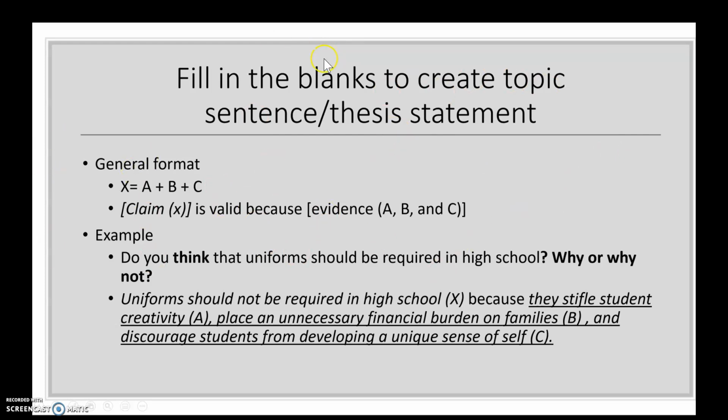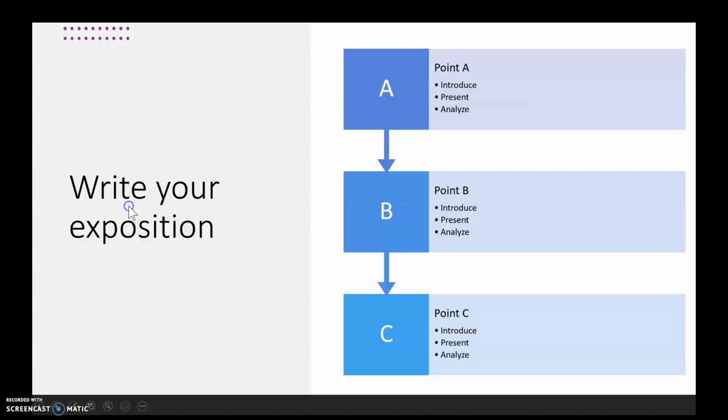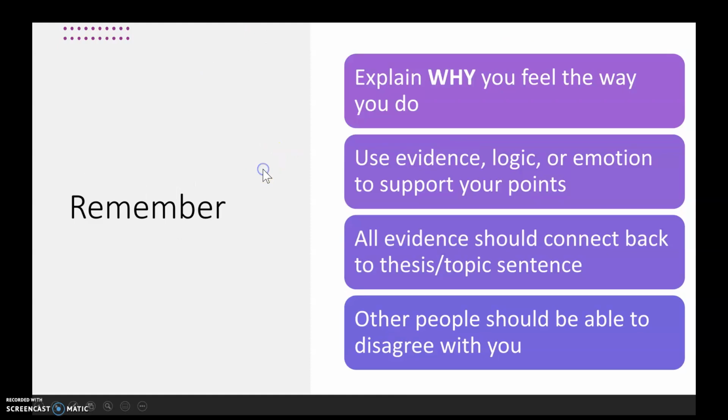It's going to really help you later on. So then you want to write your exposition, and this is really formulaic. You start with point A, you introduce it, then you present your evidence, and then you explain why that evidence is important, and you do the exact same thing with point B. You introduce it, present it, and analyze it, and then you do the exact same thing with point C: introduce, present it, and analyze it. And then from there, you will get to your transition statement or transition sentence.